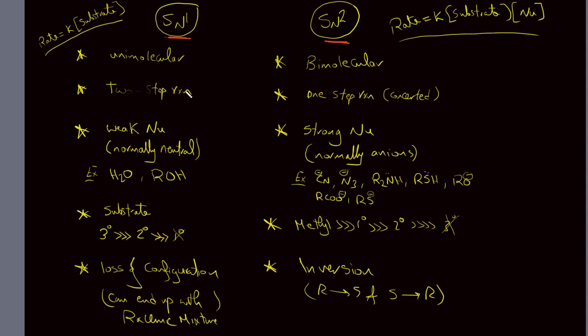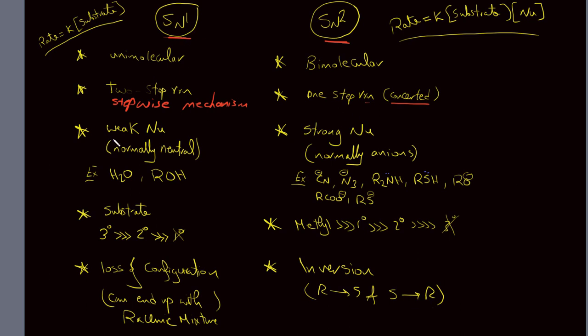SN1 is a two-step mechanism, or you can call it a multi-step reaction because it happens over two steps. As well, sometimes you will see this called a stepwise mechanism. One thing happens at a time. A leaving group leaves first, a carbocation forms, then the nucleophile comes to attack. In SN2, it's a one-step reaction. It's called concerted. Everything happens in one go.